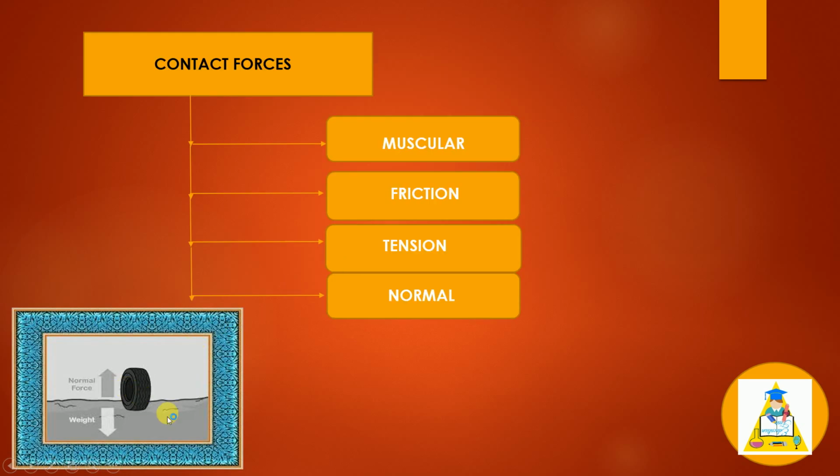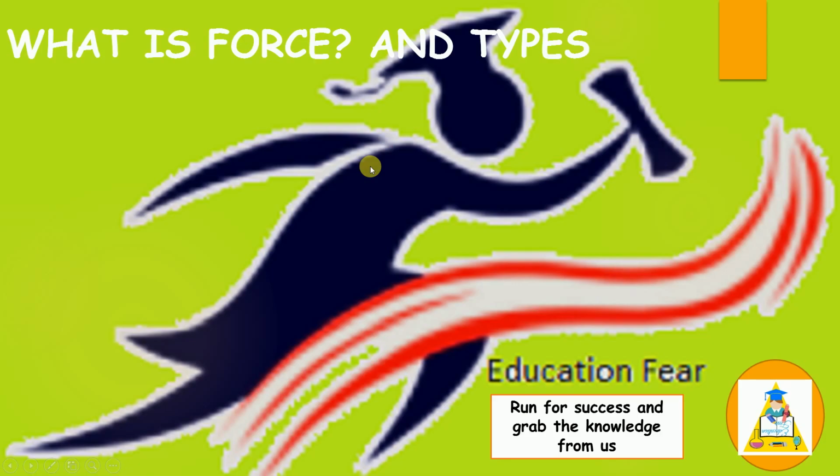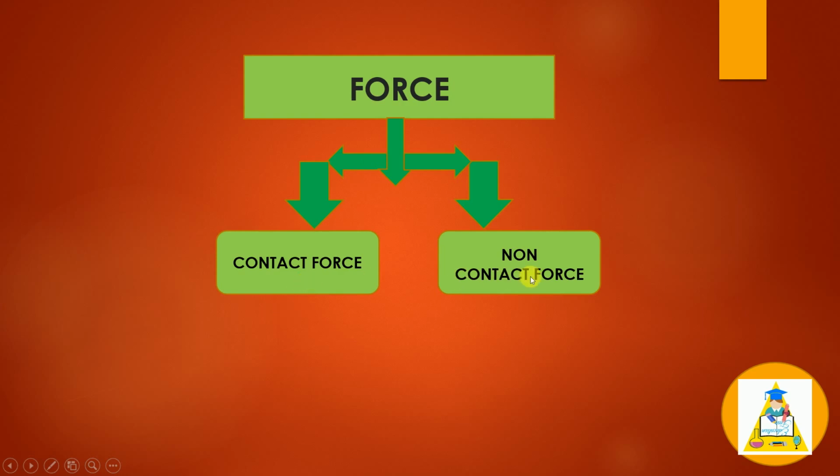Look at here, a tire is able to stand on the surface, and pushing, pulling, lifting, standing, throwing, everything comes under a force. That means you are applying some pressure on an object in order to move it from one place to another place. So we have two types of forces, that is contact force and non-contact force.